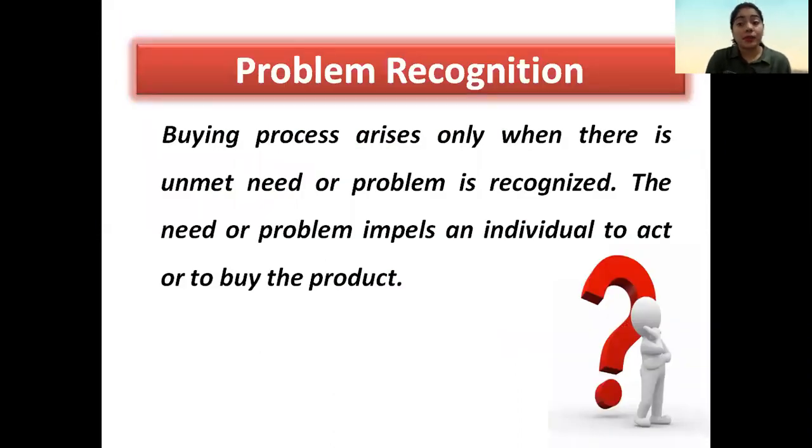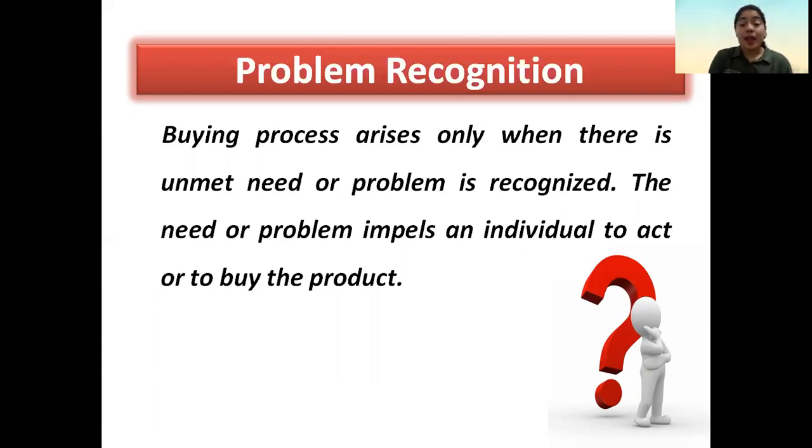Let's start with the first stage, problem recognition. The consumer buying behavior process starts with the identification of a problem. That means we buy a product when we are facing difficulty due to not having that product. Because as human beings, we all have unlimited wants, but some are unfulfilled and unmet, which are required to be recognized by a consumer.